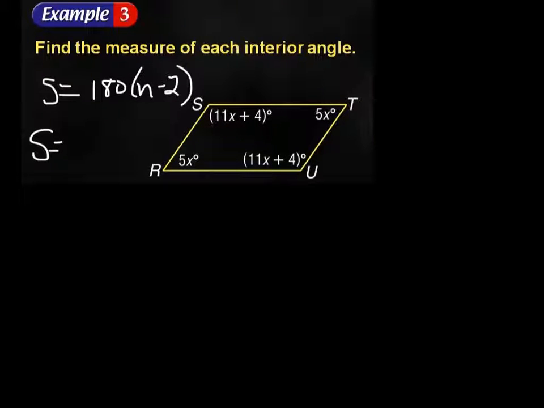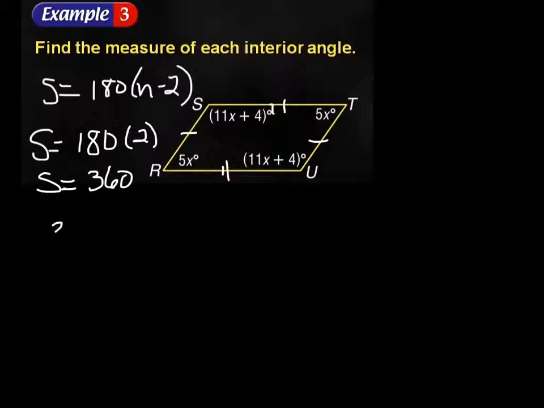And we get another way to use that sum of angles formula. I want us to find the measure of each interior angle. We've got a quadrilateral, so that means it's got 1, 2, 3, 4 sides. So we're going to take 180 times 4 minus 2, which is 2. So the sum of a quadrilateral's angles is going to be 360.